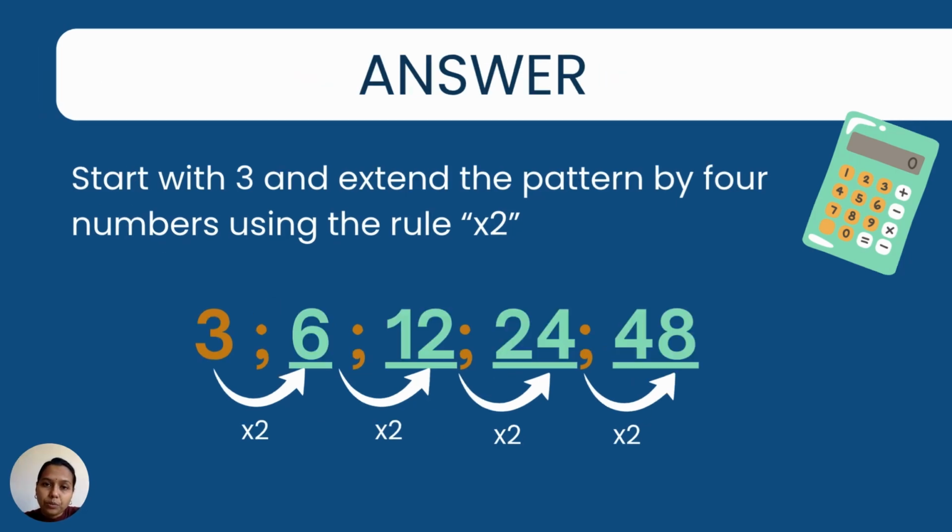Okay, now for the answer. So we started with 3, we extended our pattern by 4 numbers, and we used the rule times 2. So if you did this, you would have arrived at 3, 6, 12, 24, and 48. If you got this, good job. You understood the activity. To explain to others, 3, we multiplied by 2, we got 6. From 6, we multiplied by 2, we get 12. From 12, we multiplied by 2, we get 24. And for 24, we multiplied by 2 to get 48.